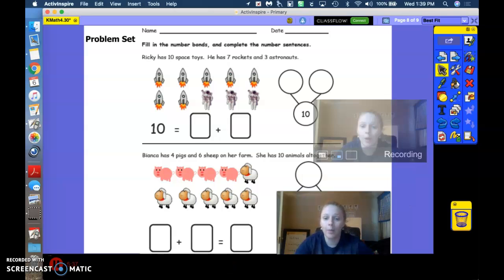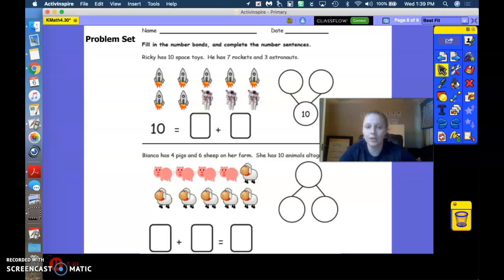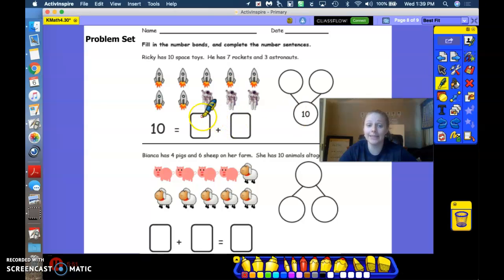All right, we've got our problem set, and we've got 3 more problems to do. You've got this. Ricky has 10 space toys. Those are pretty cool. He has 7 rockets and 3 astronauts. Let's fill in our number sentence to match the picture and fill in our number bond to match the picture. How many rockets? 7. How many astronauts? 3. And then what are our parts up here? Again, 7 and 3. Good job.